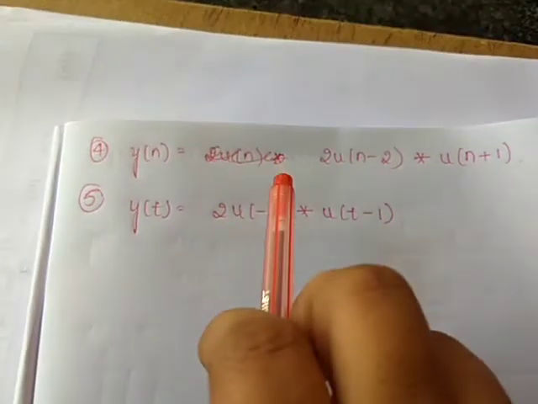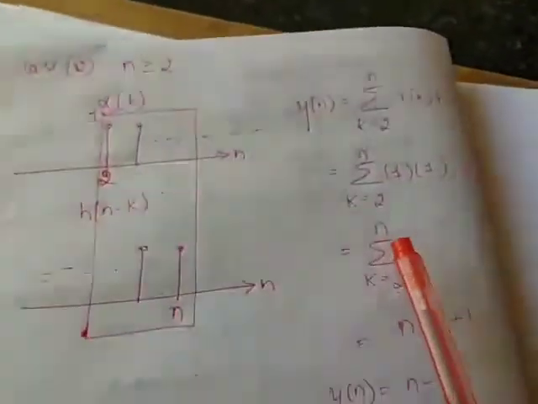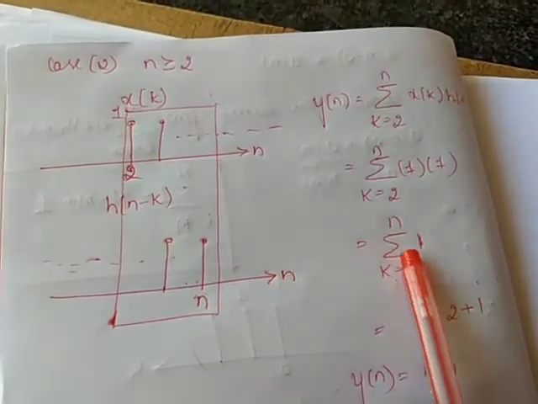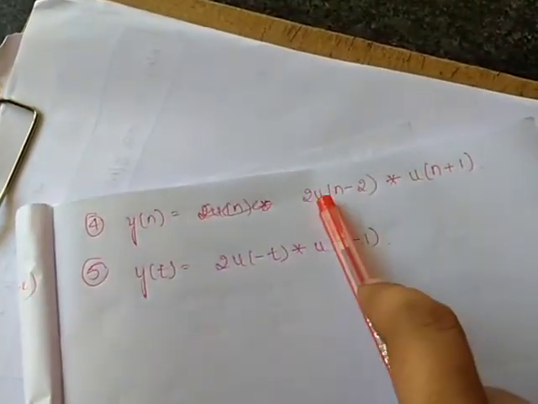Here I'll give you a hint. It is 2 into u of n minus 2. So in the summation you will get 2 into 1, so it will be 2. Take that 2 outside and you will be left with k is equal to 2 to n of 1. So 2 into something will come. You just think to do this and this.